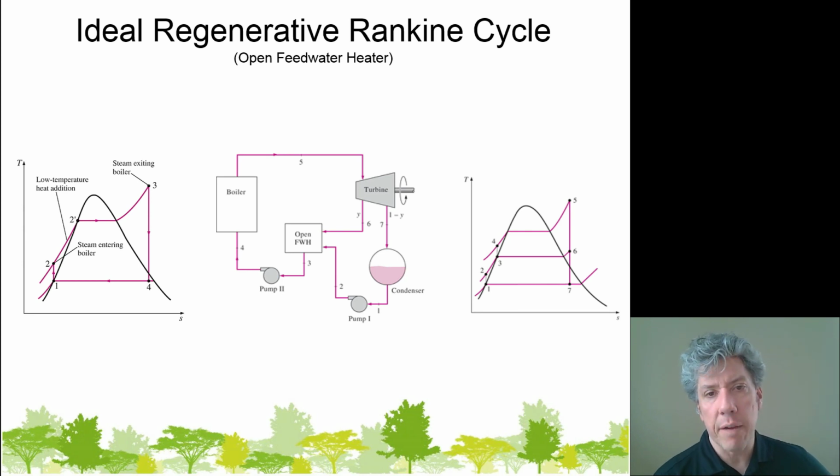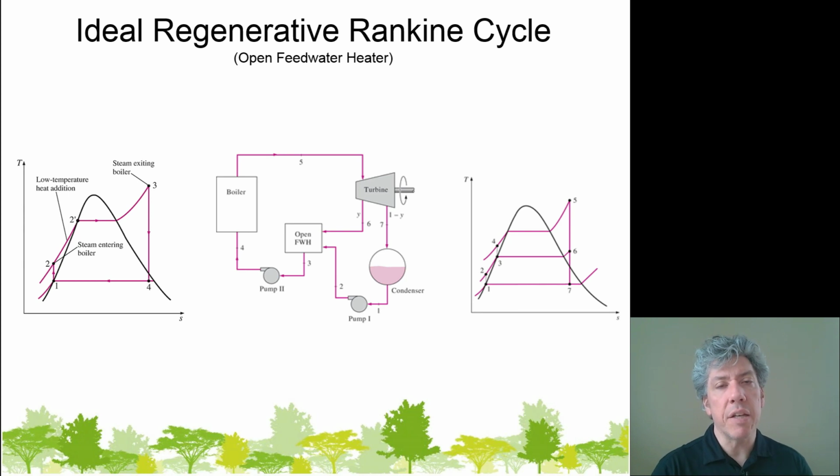Look at the TS diagram, and from state 3 to state 4, we're moving through pump number 2 to go from the intermediate pressure up to the boiler pressure. And then finally continuing through the boiler, the cycle repeats. The reason this increases the efficiency of the Rankine cycle is that we don't have to add heat to the water, the subcooled liquid water, at really low temperature.